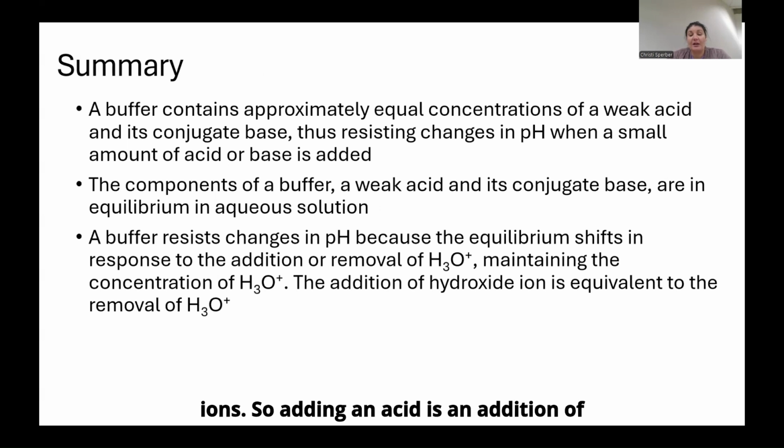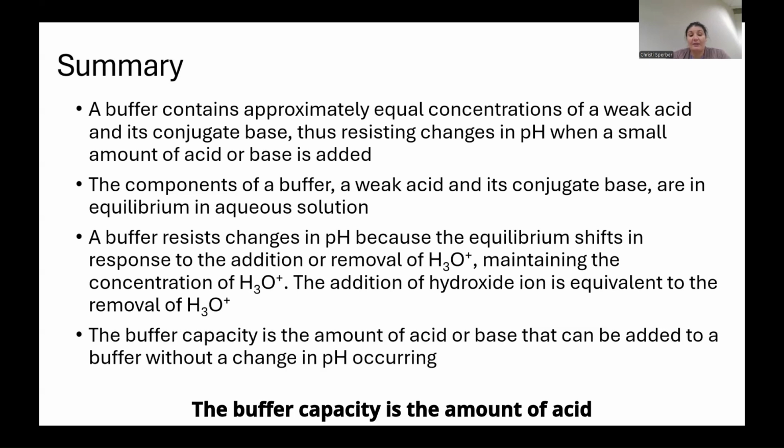So adding an acid is an addition of hydronium ions. Removal of hydronium ions is adding base. And this maintains the concentration of the hydronium ions. The addition of hydroxide ions is equivalent to the removal of H3O+. The buffer capacity is the amount of acid or base that can be added to a buffer without a change in pH occurring.